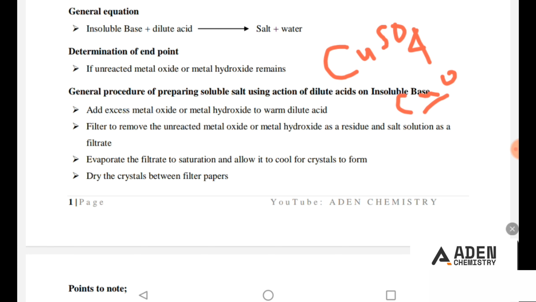Roman 2, filter to remove the unreacted copper 2 oxide, that's what I'm going to say, as a residue and copper 2 sulfate solution as a filtrate, because the salt I'm told to prepare is copper 2 sulfate. Then these 2 points we are going to write the way they are. We say evaporate the filtrate to saturation and allow it to cool for crystals to form. Then last we say dry the crystals between the filter papers. Then we add the equation for the reaction to support our statements.